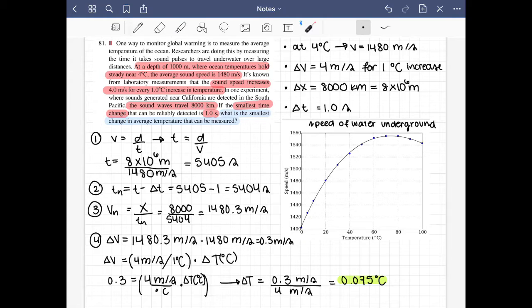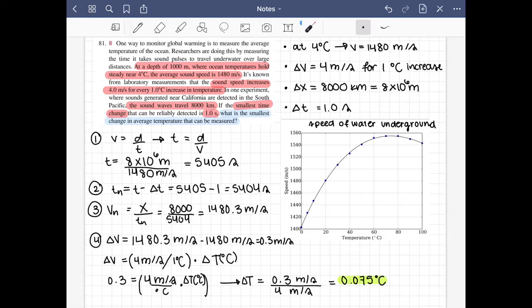It's known from laboratory measurements that the sound speed increases 4 meters per second for every 1 degree Celsius increase in temperature. So, the velocity changes 4 meters per second for every 1 degree Celsius increase. In one experiment where sounds generated near California are detected in the South Pacific, the sound waves travel 80 kilometers. So they travel 80 kilometers, which is equal to 8 times 10 to the 6 meters.